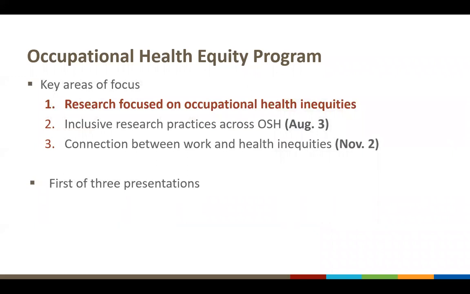Right? The three key areas of focus of the Occupational Health Equity Program, or this move to a biopsychosocial model of health, relate to the first, which is really research focused on occupational health inequities, which is going to be the main topic of the presentation today. The second key area of work is looking at inclusive research practices and integrating them across all of occupational safety and health as a field, whether the particular research project is focused on health inequities or not. And that's going to be the subject of an upcoming presentation similar to this on August the 3rd.